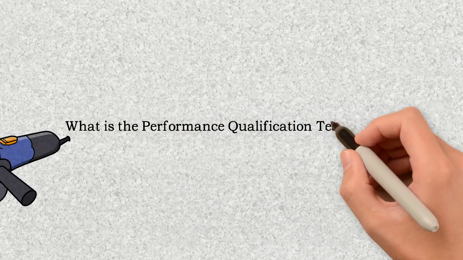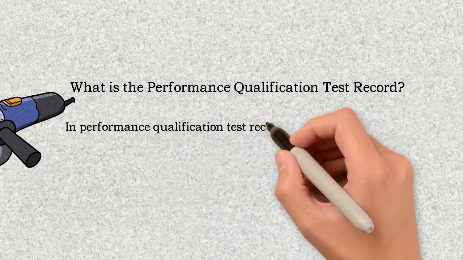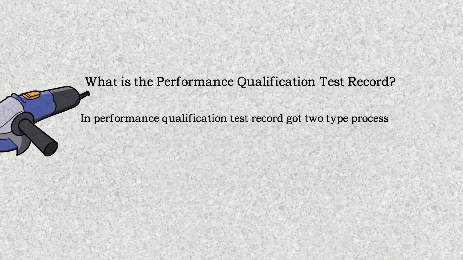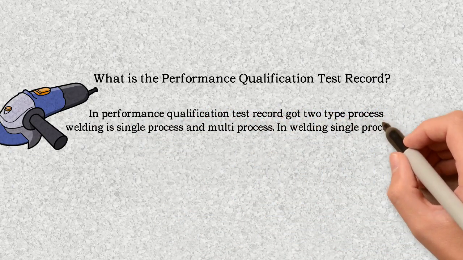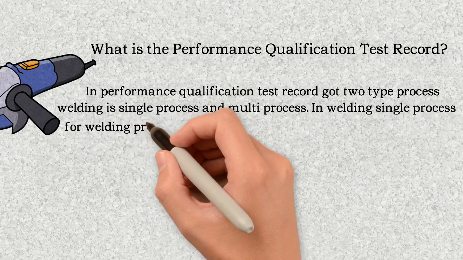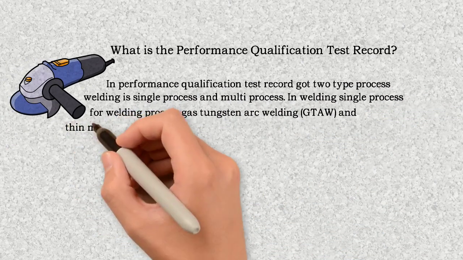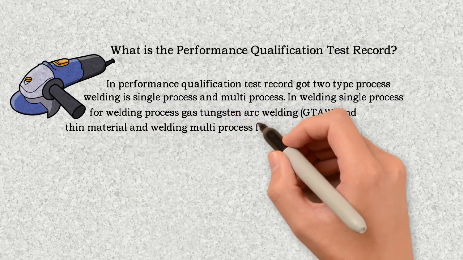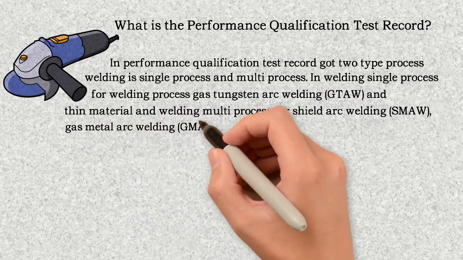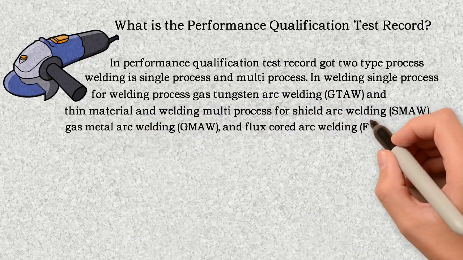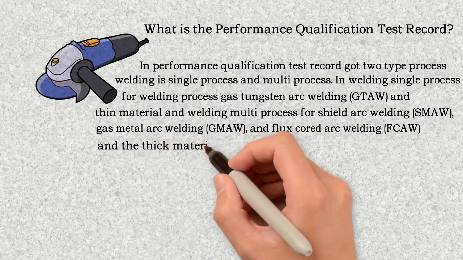What is the performance qualification test record? In the performance qualification test record there are two types of process: welding single process and multiple process. In welding single process, for example, the welding process is gas tungsten arc welding (GTAW) and thin material. Welding multi-process is for shielded metal arc welding (SMAW), gas metal arc welding (GMAW), flux-cored arc welding (FCAW), and thick materials.